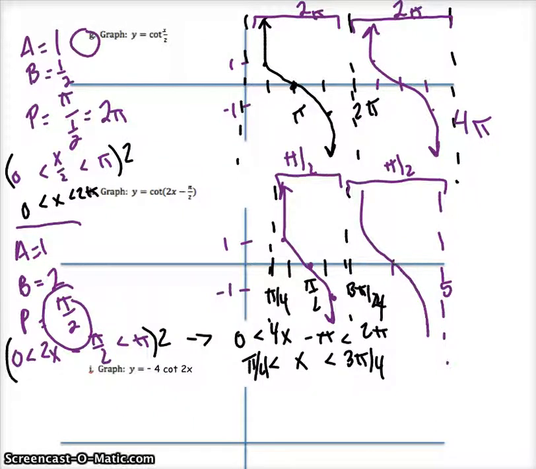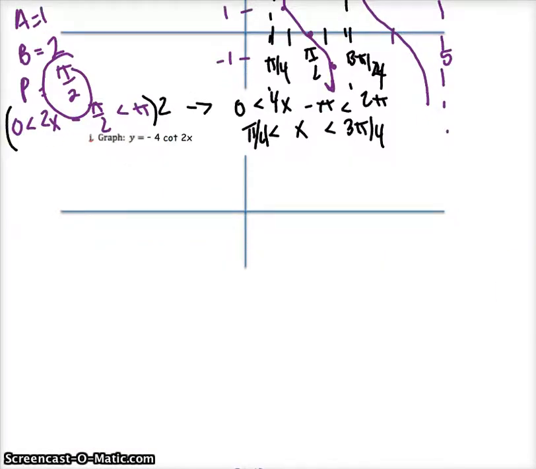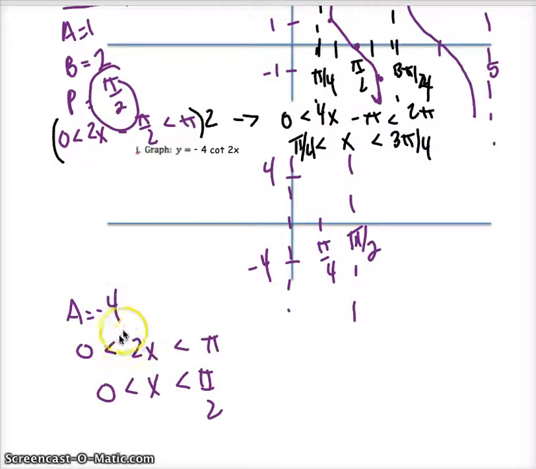Let's finish up the last example. I want you to pause the screencast and set up and solve your inequality and label the y-axis appropriately. The value of a is -4. You should have placed 2x between 0 and pi, and dividing through by 2 gives you 0 for your first asymptote and pi over 2 for your second.